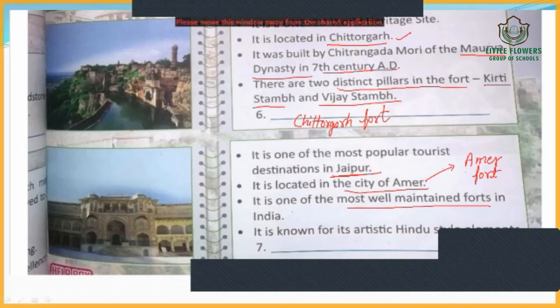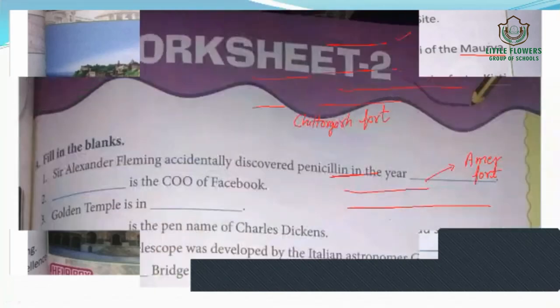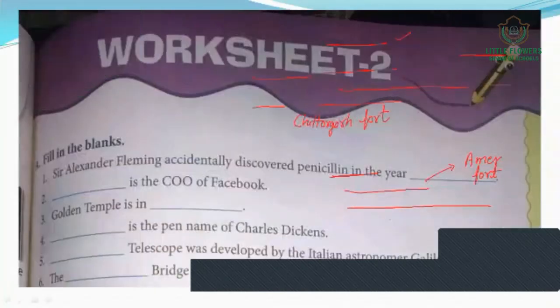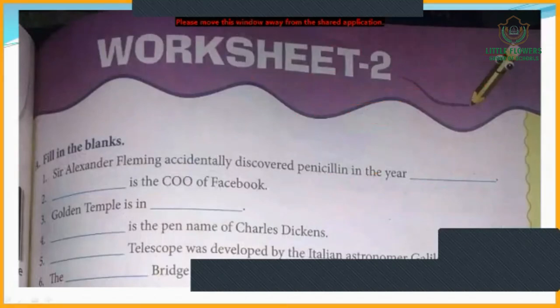So this is our chapter 23. We have done our chapter 23. Very interesting chapter this is also. Let's move towards our next point. Yes, that is worksheet 2. Worksheet 2, what is given? Filling the blanks. What we have to do?